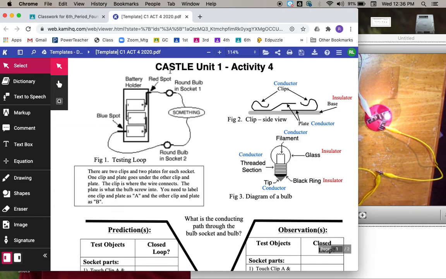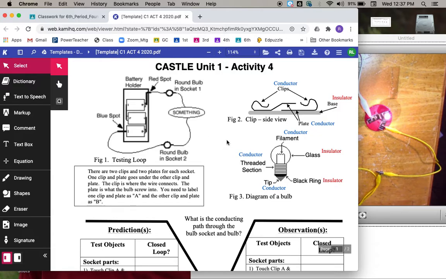Welcome. Today we're doing Unit 1, Activity 4. The key question is, what is the conducting path through the bulb and socket? To run this experiment today, we're going to use the same setup as we used in Activity 3, when we put some things into the loop and found out which objects were conductors and which ones are insulators.